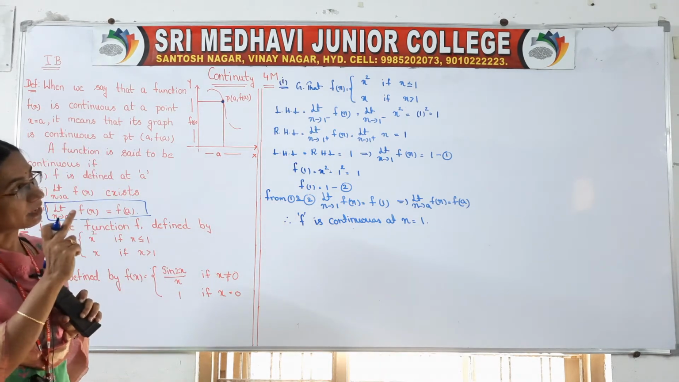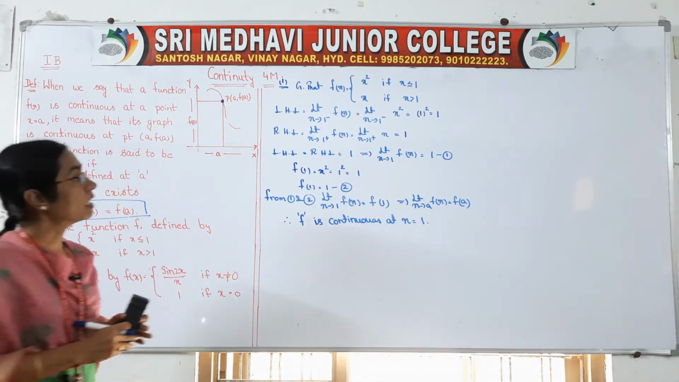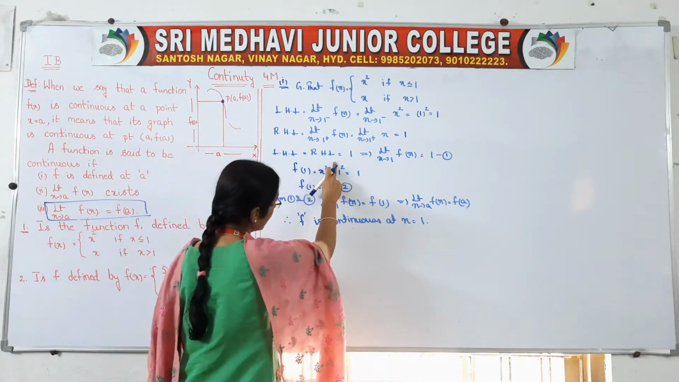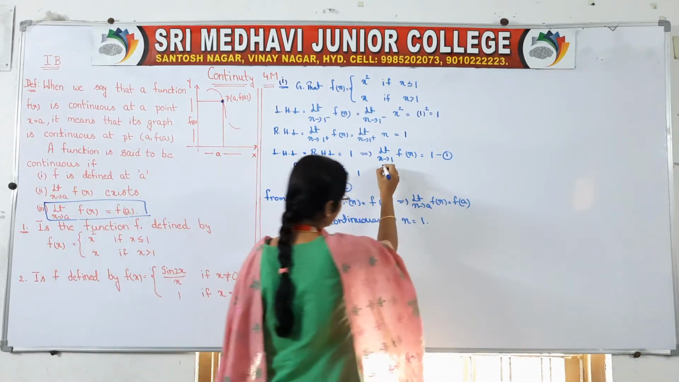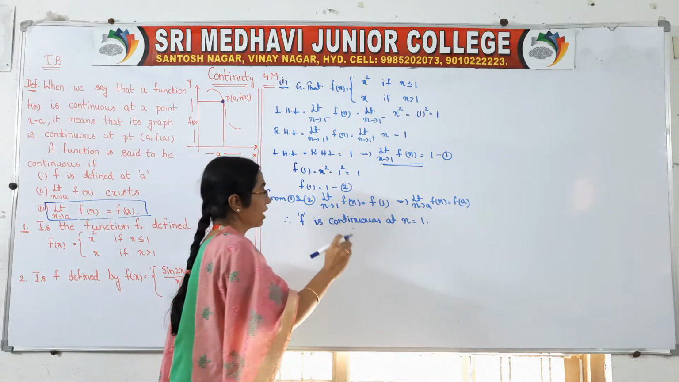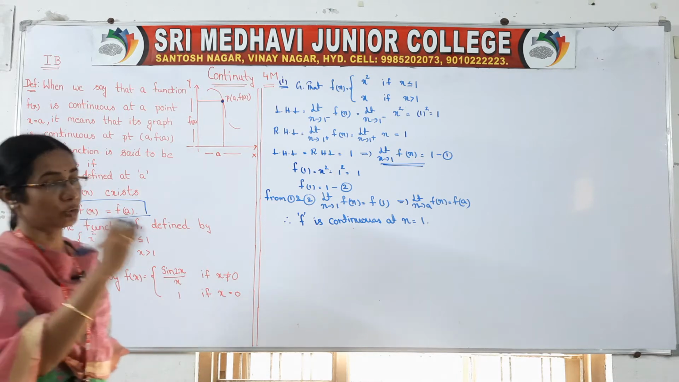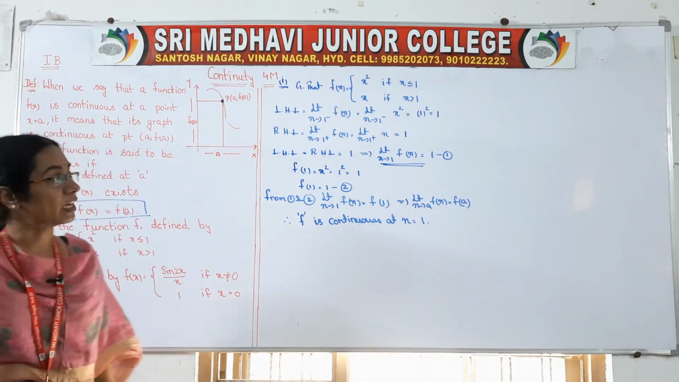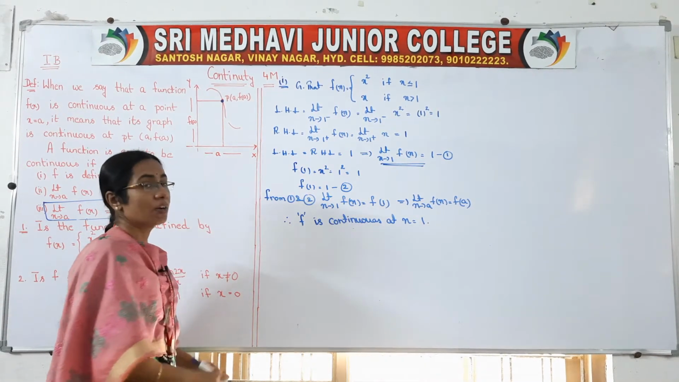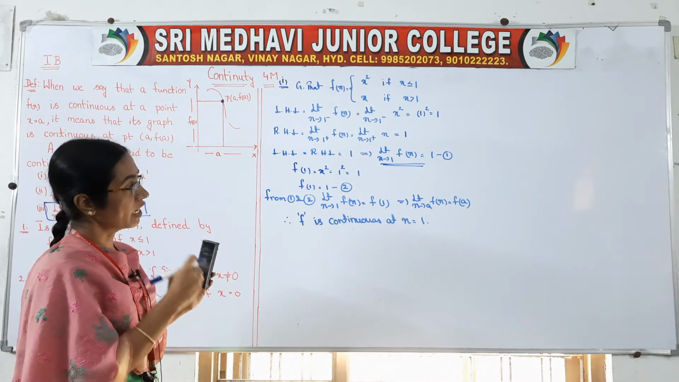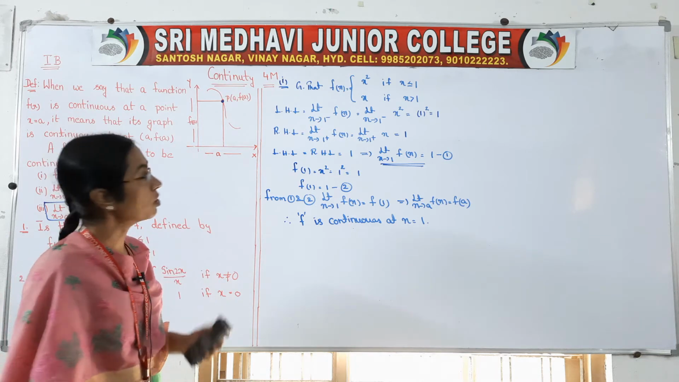Observe: for less than 1, we can find the left hand limit, and for greater than 1, the right hand limit. If the left hand limit is equal to the right hand limit, equal to some value L, then that limit exists. It is a condition. Then the limit as x tends to a of f of x is equal to that L value. Then we have to find f of a, and if f of a and the limit as x tends to a of f of x are both equal, then f is continuous at x is equal to 1.